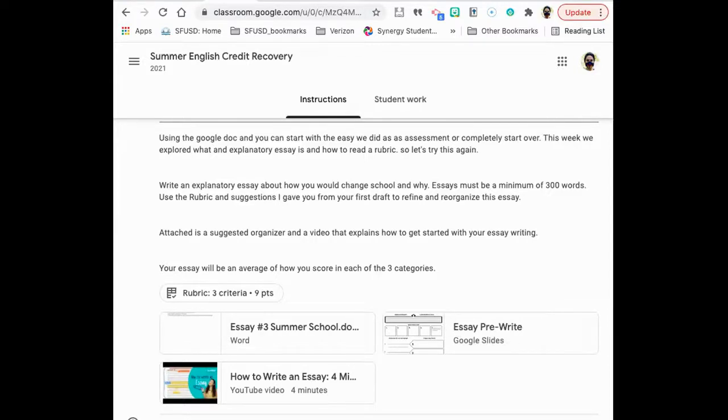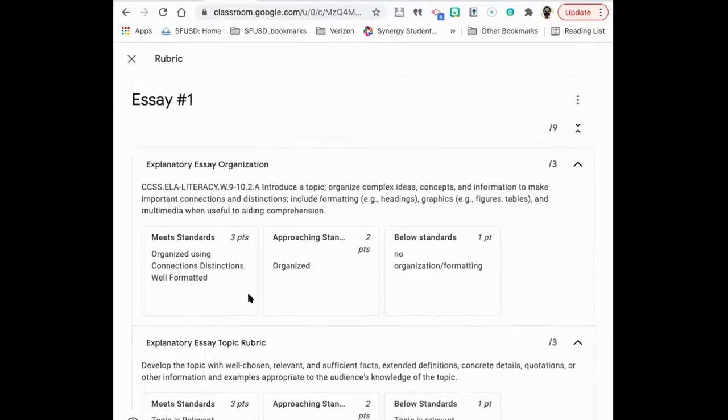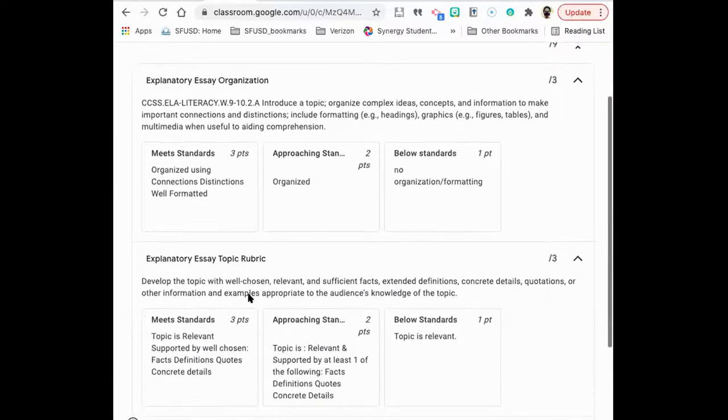If, again, when I say the word explanatory essay, it sounds like a foreign language, watch the video. This is what we're going to do, and I'm going to walk students through this on Monday. Every time you have an essay, you should not be wondering, how am I going to grade it? You have exactly here what I'm grading.